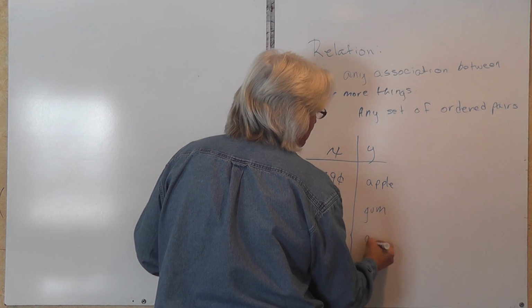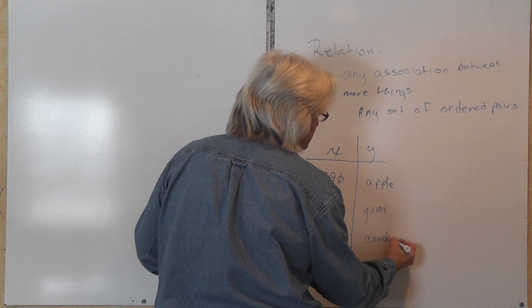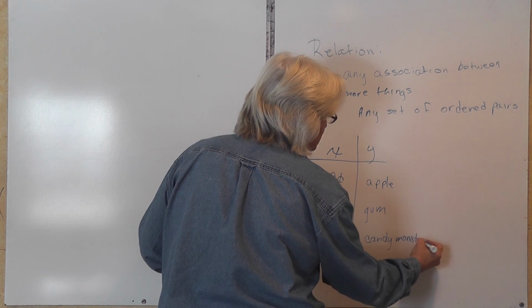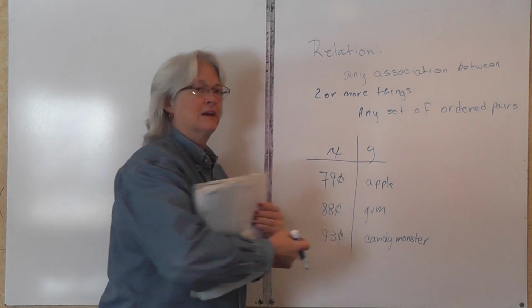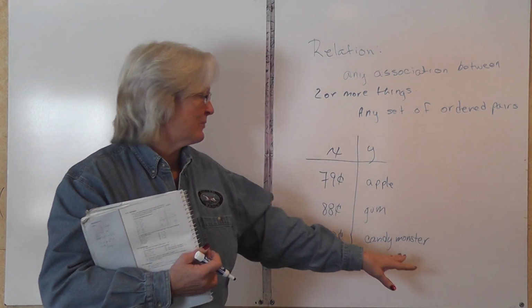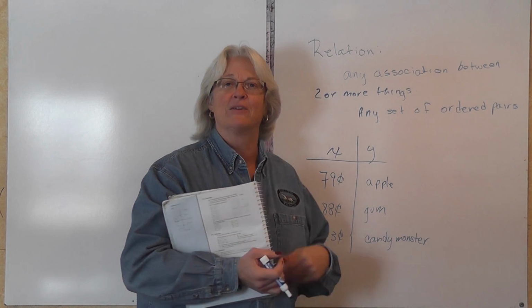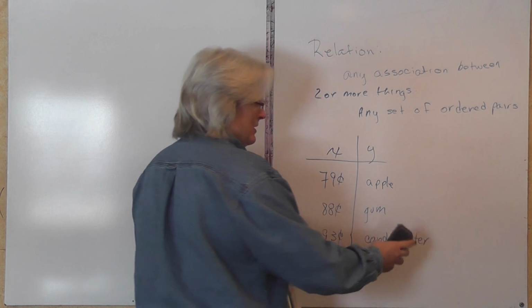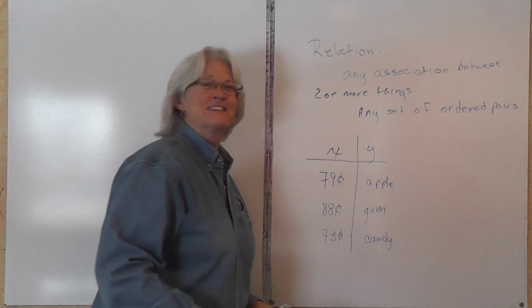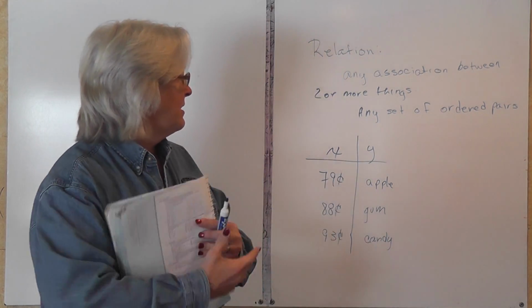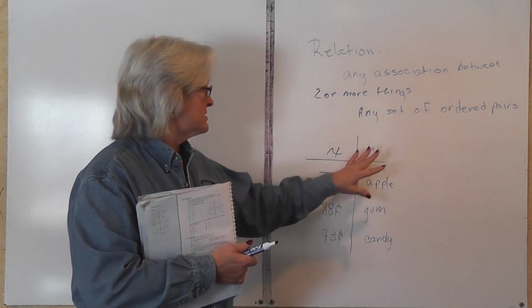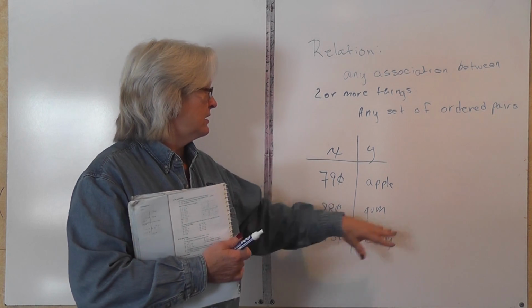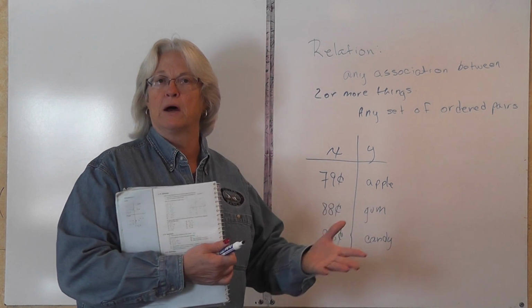and a candy bar. When we were going over this in class the other day, the day before we got out for Christmas break, the kids said we had monsters. So I wrote down a candy monster. So we'll just go ahead and say candy. The way that you read this chart is you see that for 79 cents you get an apple. For 88 cents you get gum. For 93 cents you can buy a candy bar.